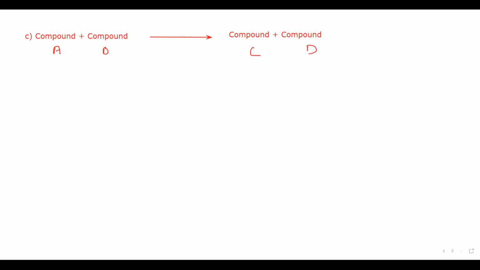For example, if I say calcium chloride mixed with sodium bromide. So both of them are compounds. Calcium chloride is a compound. Sodium bromide is also a compound. So what will be the product? This is called a double displacement. What is the meaning of double displacement?